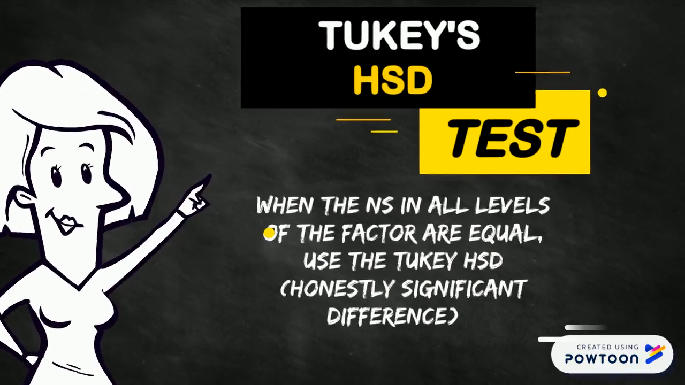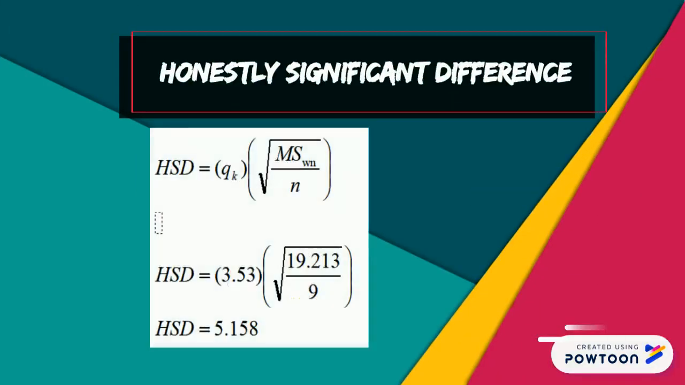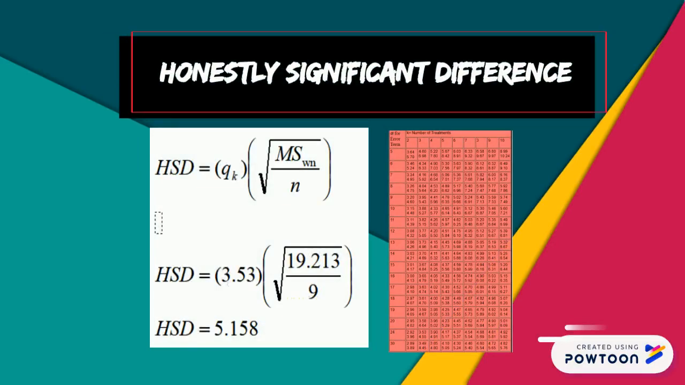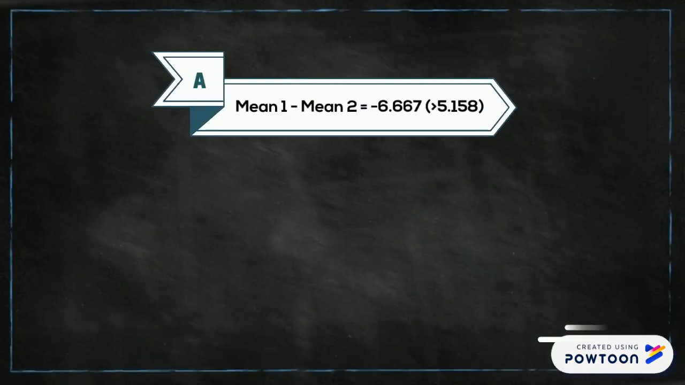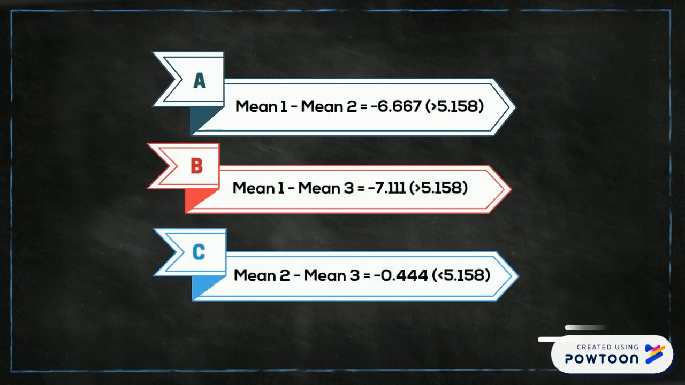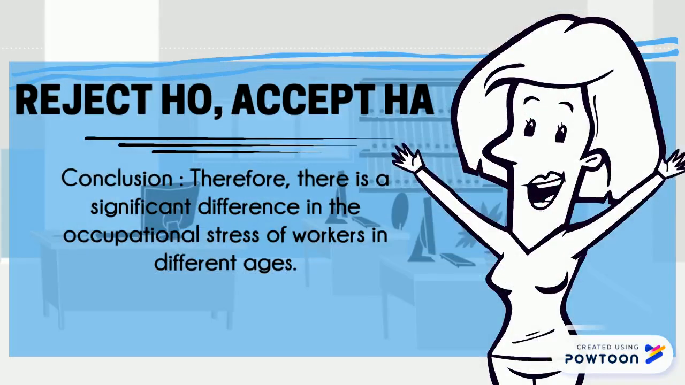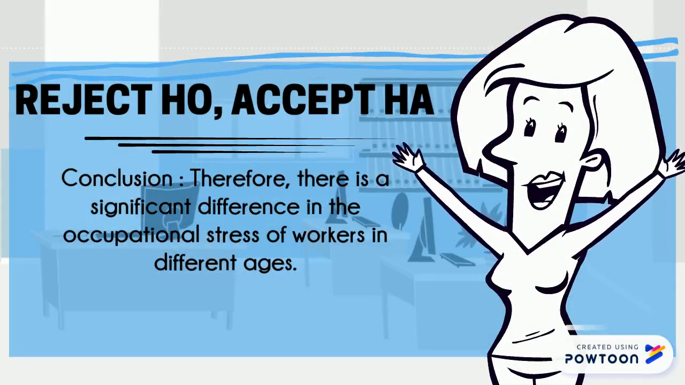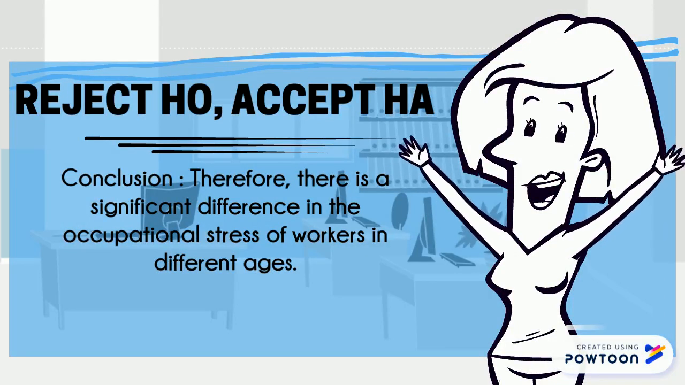Now we'll proceed to the computation by using this formula, wherein the Qk value is found in the Q table. Then the answer to HSD is to be compared to our next computation. Then we subtract the mean 1 and 2, mean 1 and 3, and mean 2 and 3. There should be at least two values that would exceed the value of HSD for it to be significant. Since we are able to comply with it, our decision would be to reject H0 and accept HA. Therefore, there is a significant difference in the occupational stress of workers in different ages.